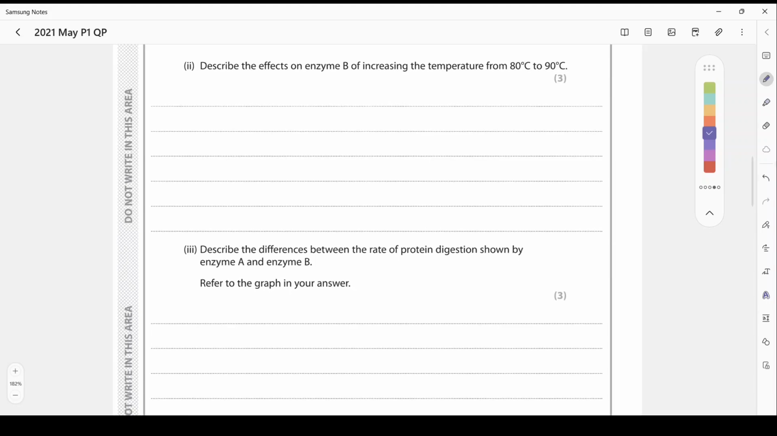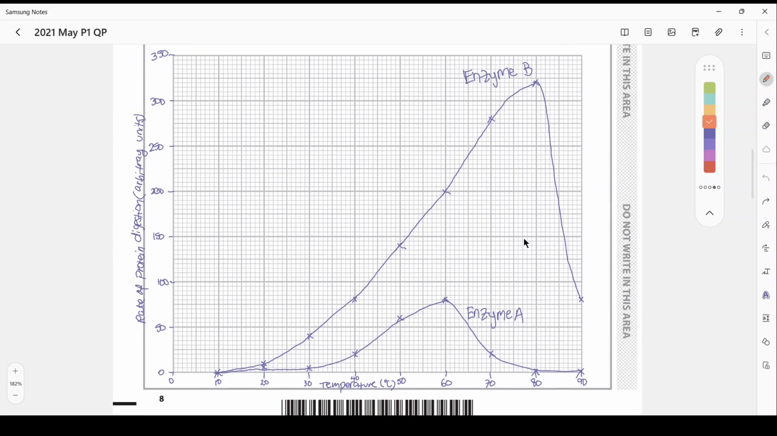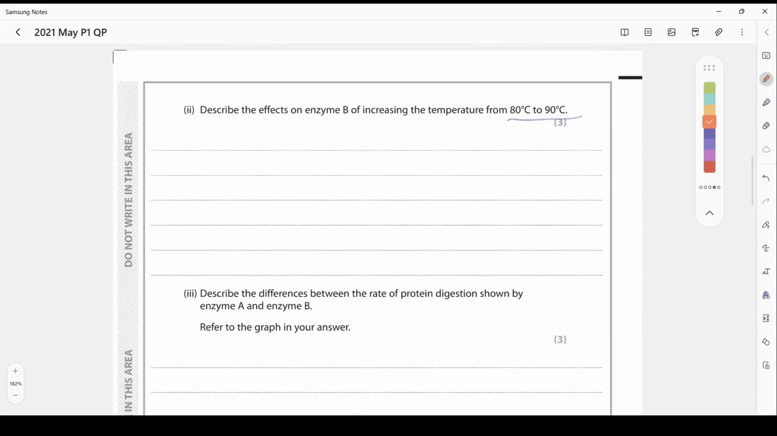Describe the effects of enzyme B on increasing the temperature from 80 to 90 degrees. Okay, let's scroll back up to this graph so we can see for enzyme B at temperatures from 80 to 90 degrees, we can see that the rate of protein digestion has rapidly dropped. And that is because the enzyme is denatured at higher temperatures. So what that means is that the active site changes shape, and so the substrate no longer fits into the active site. Let me just remove this and write this out.